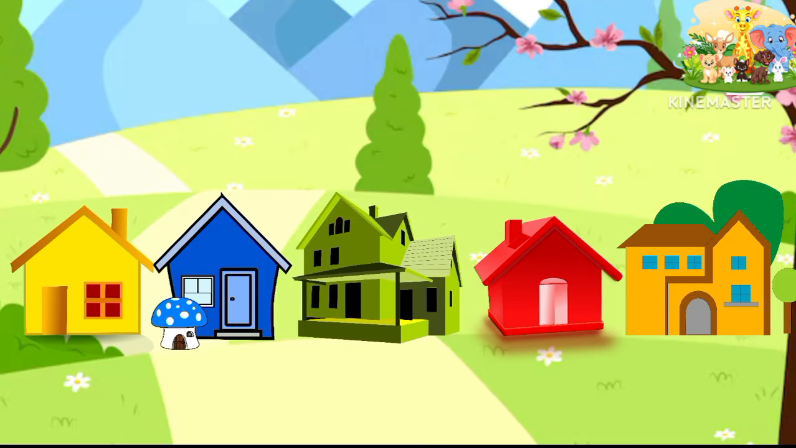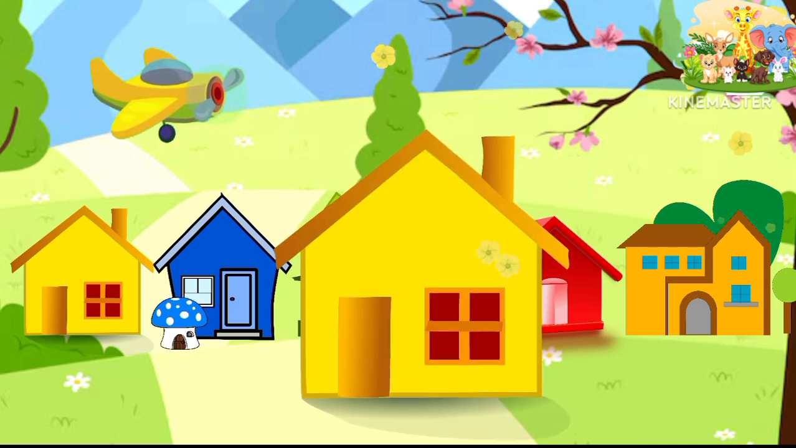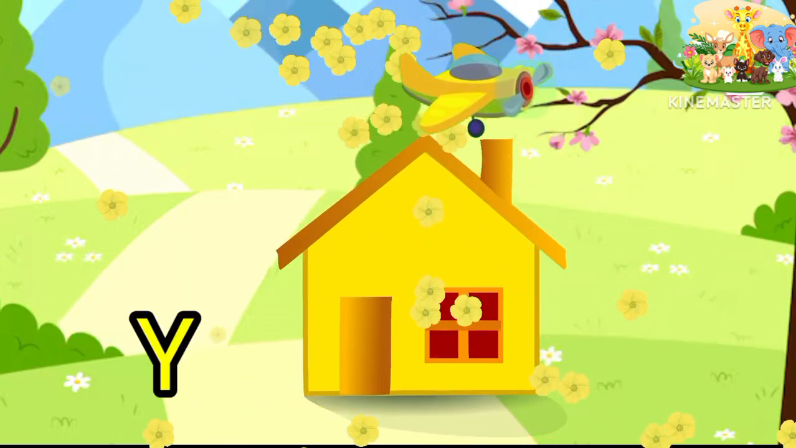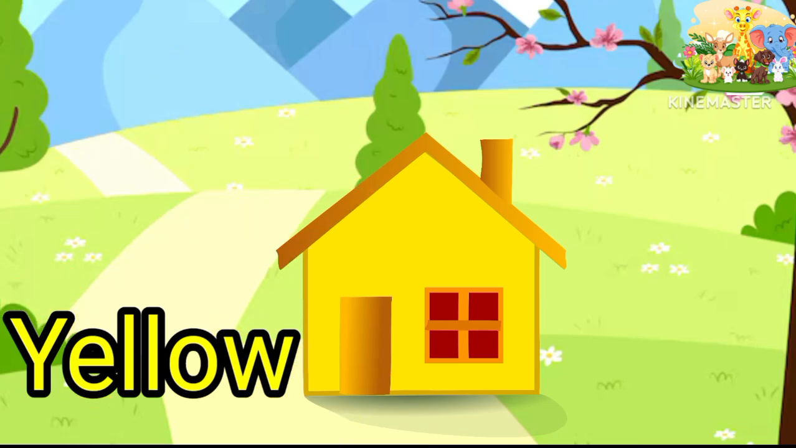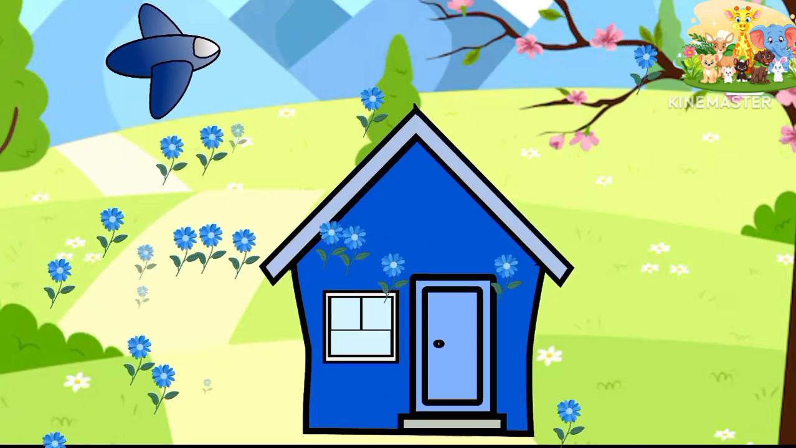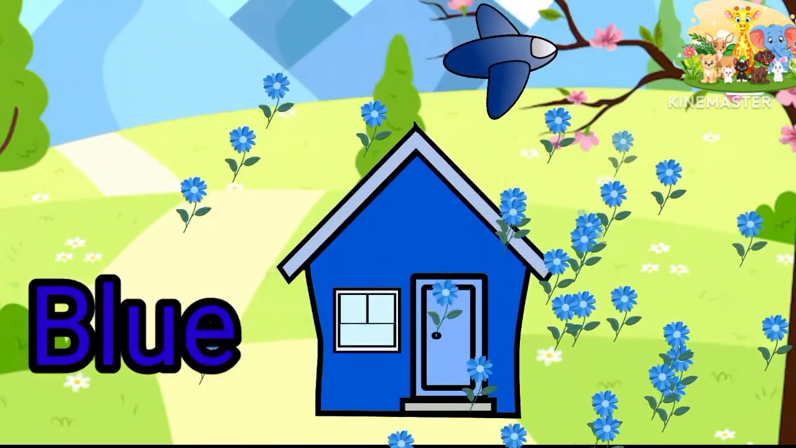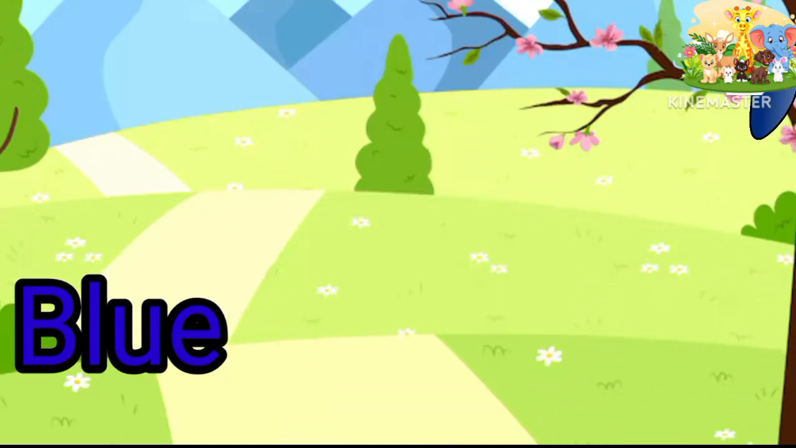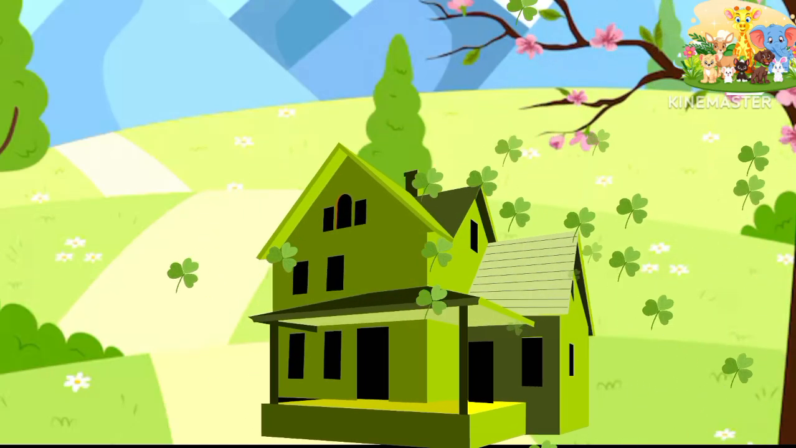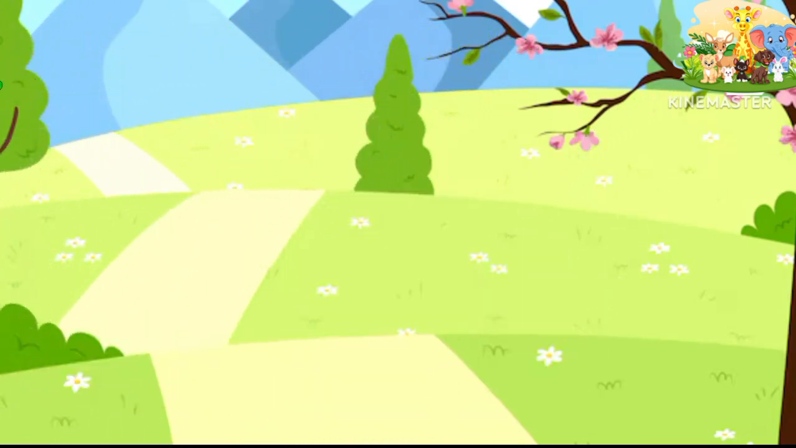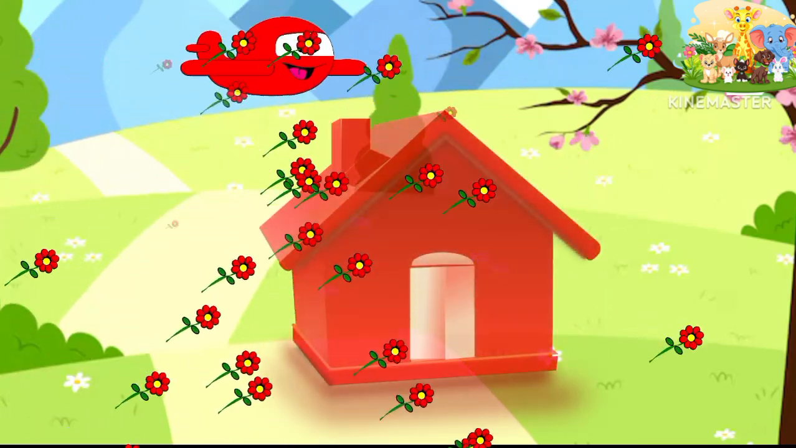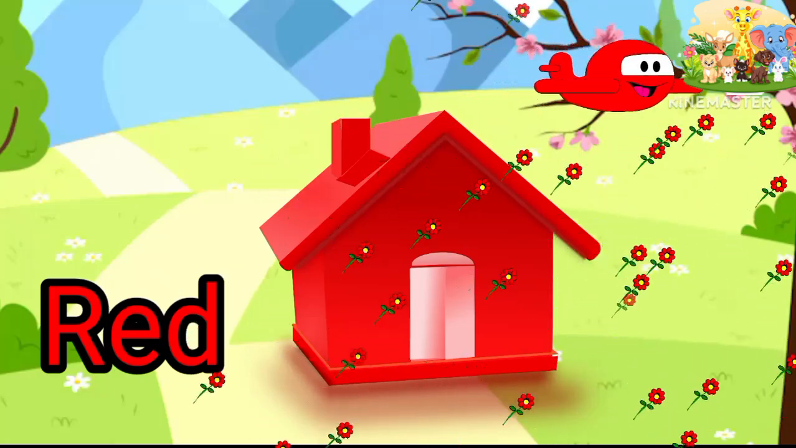Let's learn the color names. Yellow, yellow. Blue, blue. Green, green. Red, red.